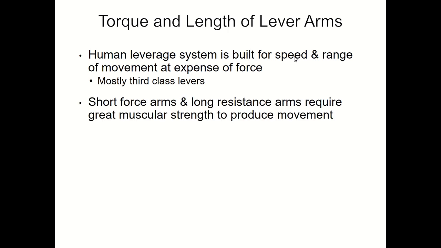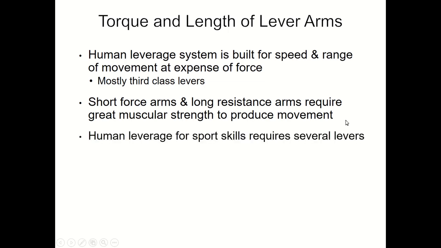In the human body, the leverage that we apply is built for speed and range of movement at the expense of force. And we're mainly built of third-class levers. So we have short force arms and long resistance arms. They both require great muscular strength in order to produce movement.